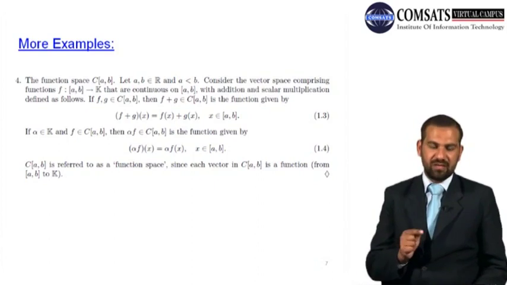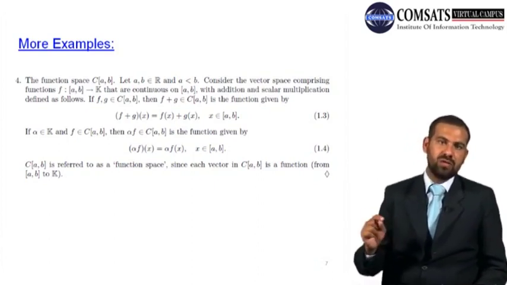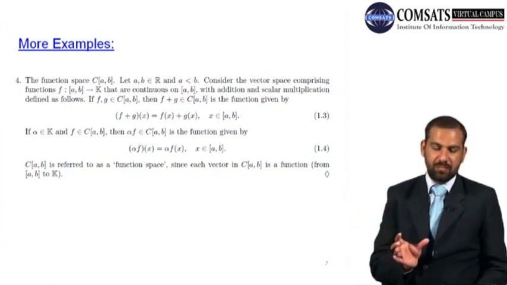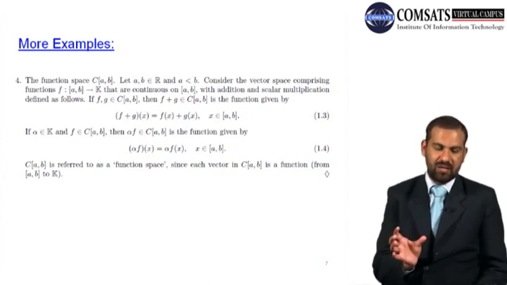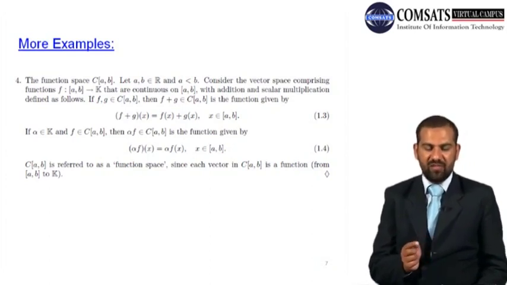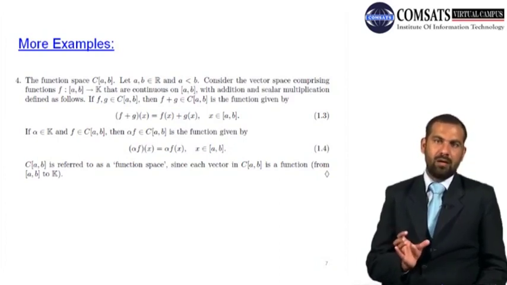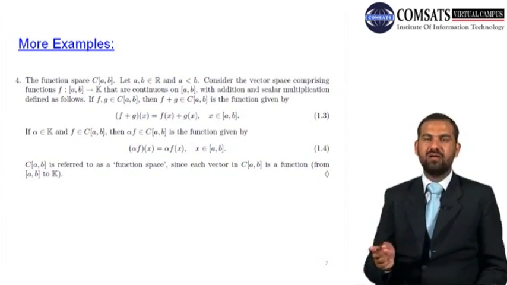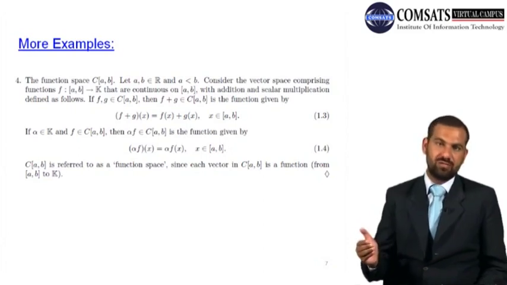If (f + g)(x) is equal to f(x) + g(x) for all x belonging to the closed interval [a, b], then in this way we are applying the addition, because the sum of two functions is a function. In this way we apply the addition, and for any alpha belonging to the field K and f belonging to the collection of all continuous functions defined on the closed interval [a, b], then we know that alpha f also belongs to C[a, b], because alpha f is also a continuous function.